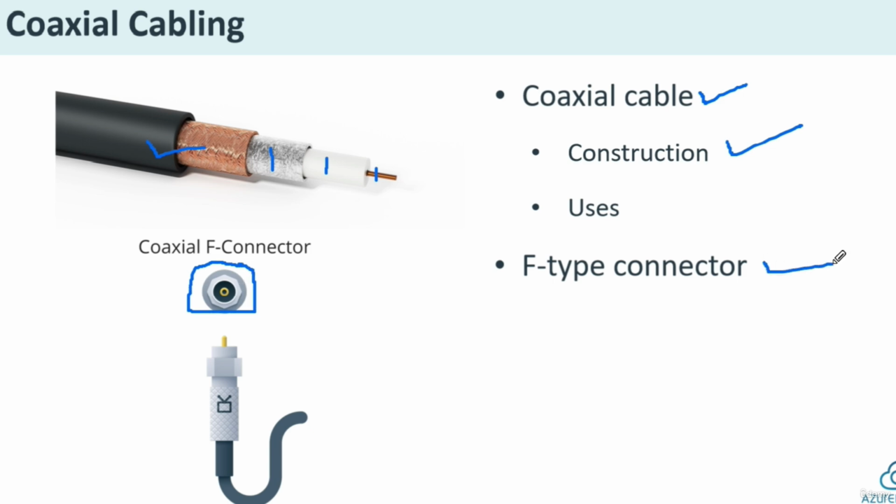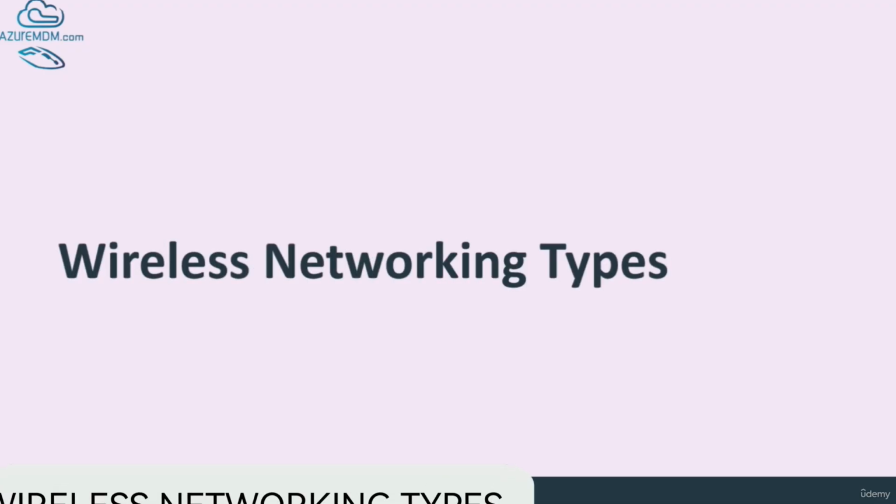Now, S-type connector. It is a screw-on connector like those on cable modems or TV or set-top boxes. You must have seen in old TV set-top boxes or cable modems, this kind of pins were utilized in the socket. Okay, so now we'll understand about the wireless network types.